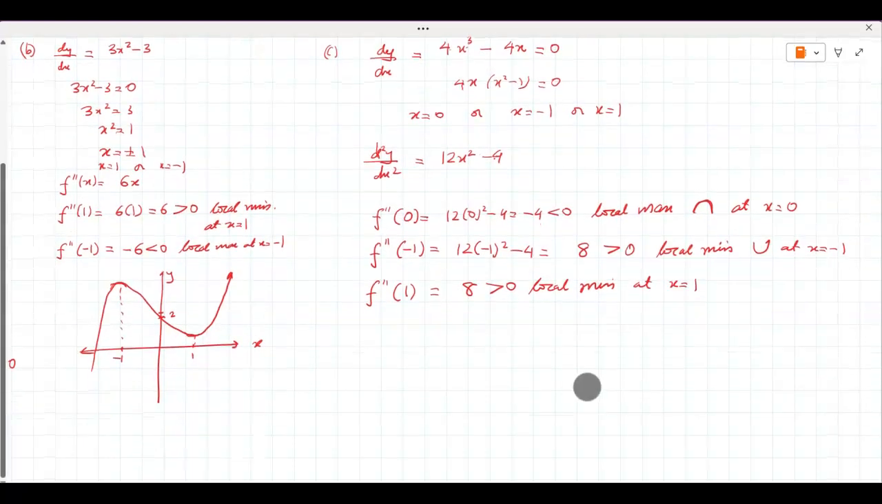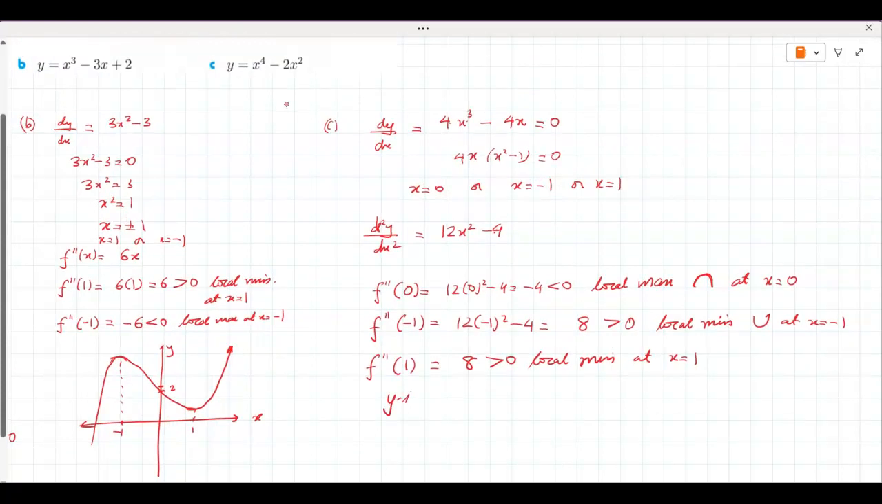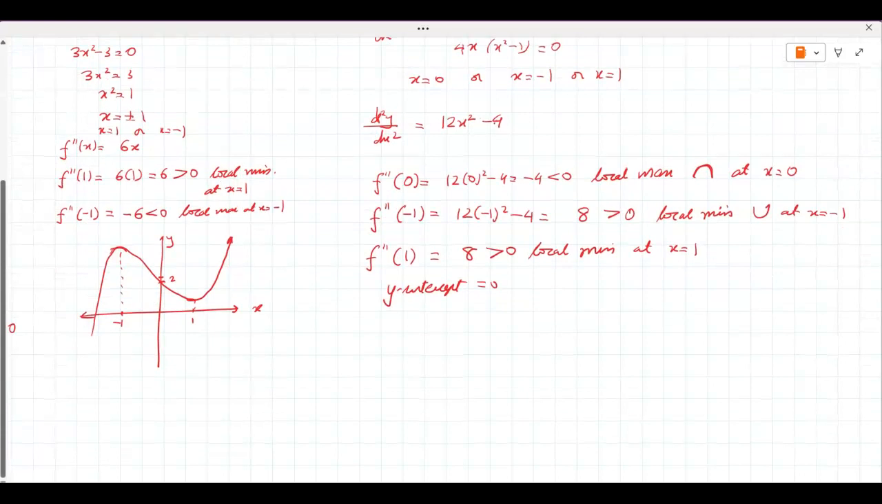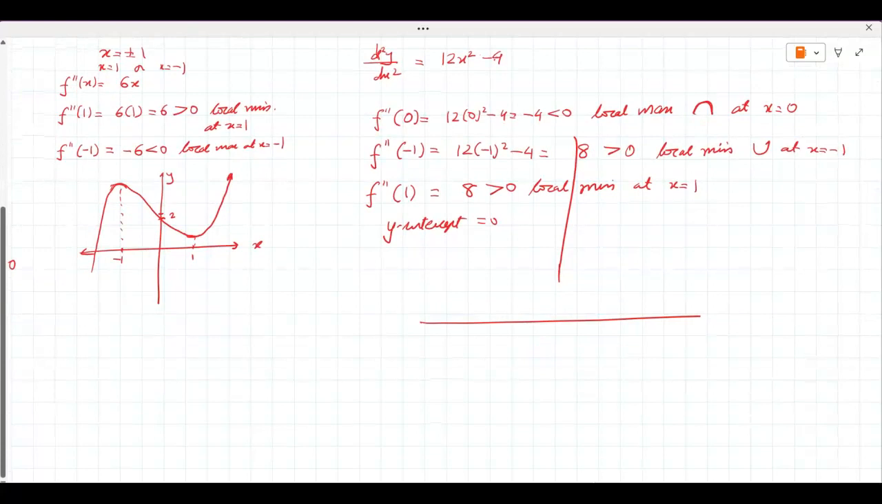So you go like that. What's the y-intercept? The y-intercept is 0, because when you put your x as 0, y is 0. It's passing through the origin. So if you're trying to draw the graph, this is 0, this is minus 1, this is 1. It's passing through the origin, and at the origin what do you have?